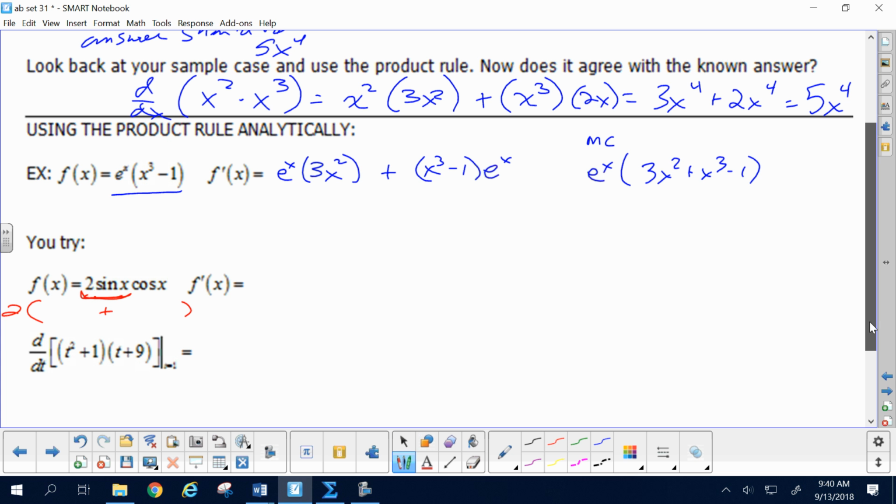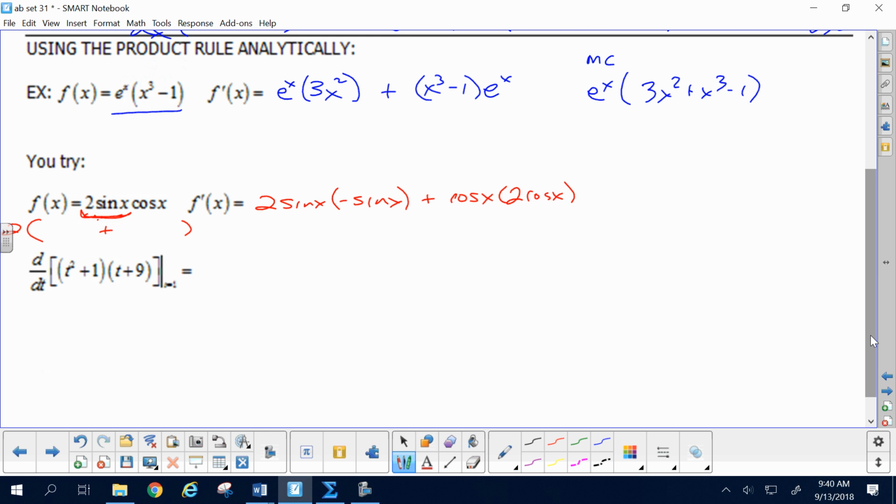So first stays the same. 2 sine of x times the derivative of the second. What's the derivative of cosine for tomorrow's test? Sine or negative sine? Negative sine. Plus second stays the same. Cosine times the derivative of the first. What's the derivative of 2 sine? 2 cosine. Okay, so anything that's equivalent to that, you're good. With me? Did that go okay?